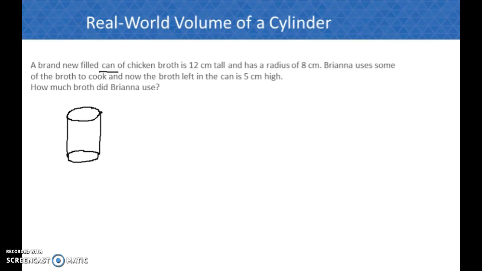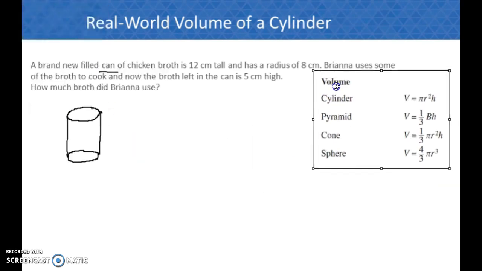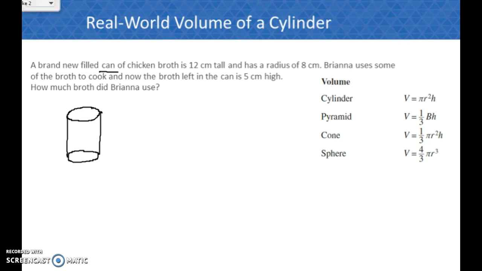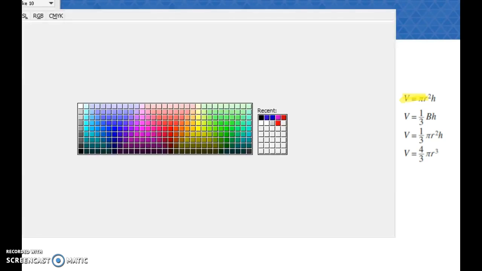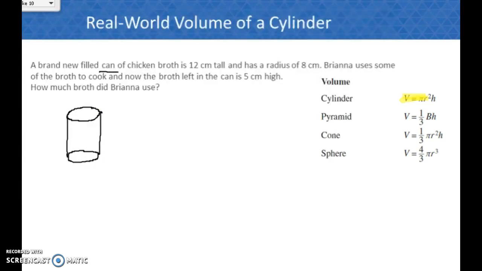So we're going to go to our formula sheet, and we're going to find the volume formulas. So now we know that we're dealing with the volume of a cylinder. So I know my formula is going to be pi r squared times height. Okay. So volume of a cylinder is pi times the radius squared times the height. So we're going to start off by finding the original volume of the new can.